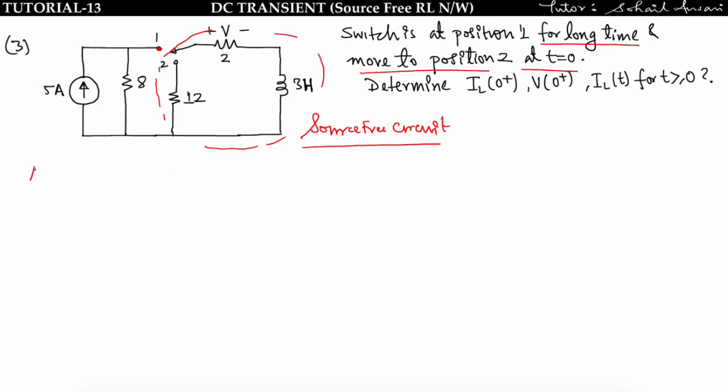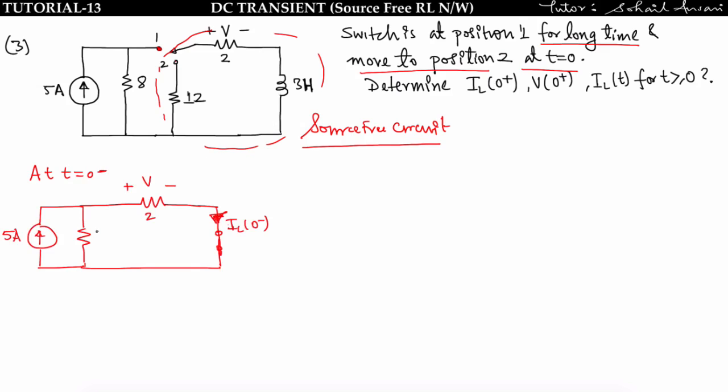So first make the circuit at t is equal to 0 minus. At t is equal to 0 minus, this network is at steady state, which means we can replace this inductor by a short circuit. So this is the circuit for t is equal to 0 minus.